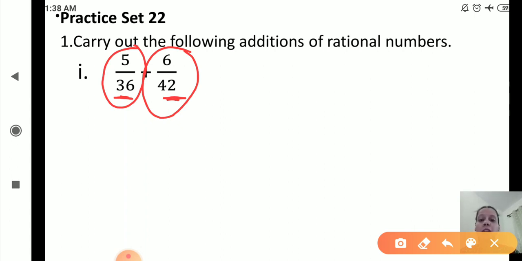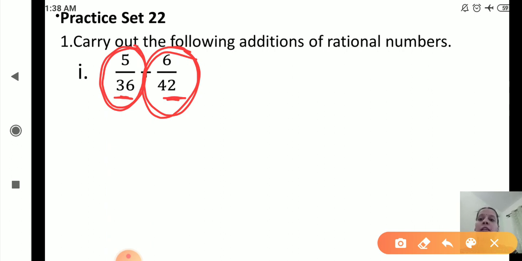And the second method is cross multiplication. You know the cross multiplication method. What is cross multiplication? You multiply the first number by the second number's denominator, and the second number by the first number's denominator. Then only you can make the denominators equal.